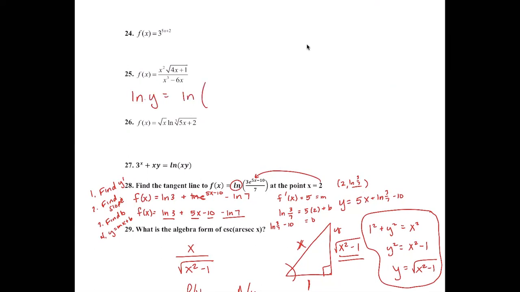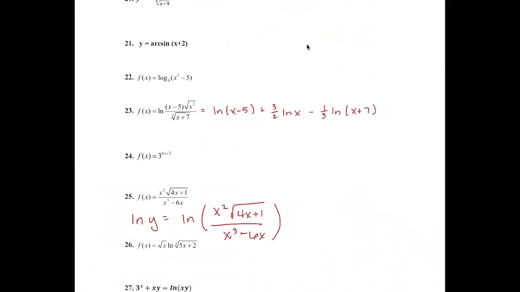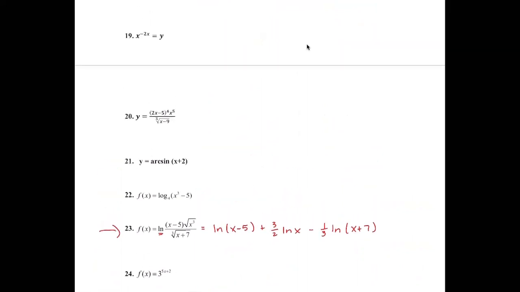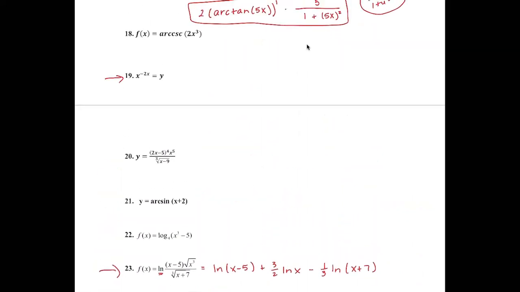And so what does taking the ln allow you to do? Break it apart. Break it apart and then take the derivative of each piece individually. Another problem, I think there was another one like that, like 20 is the same kind of thing. Take the ln of both sides. You don't have to do that on 23 because the ln is already there. You do have to do that on 19 because you have an x in the exponent and an x as the base.